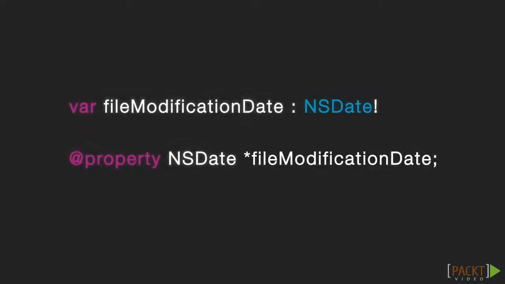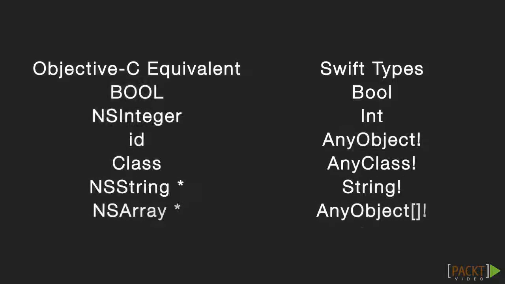This is because Objective-C doesn't contain the notion of an optional pointer. So, in order for Swift to use NSDate in the same manner as Objective-C, it needs to be explicitly unwrapped. Of course, there are mappings for all of Objective-C's other types as well, though unlike NSDate, most have slightly different syntax as shown here. Notice that id gets mapped to AnyObject, and Class gets mapped to AnyClass.